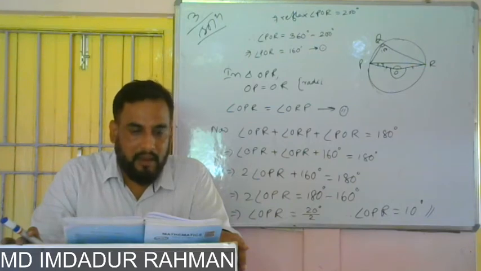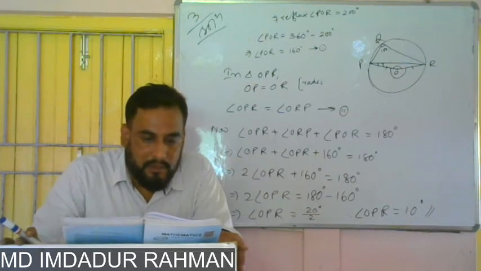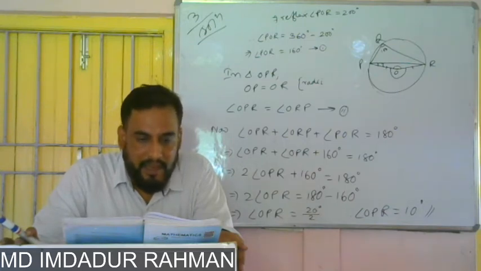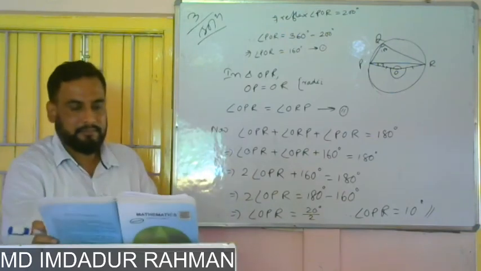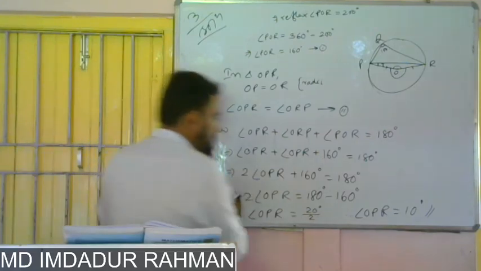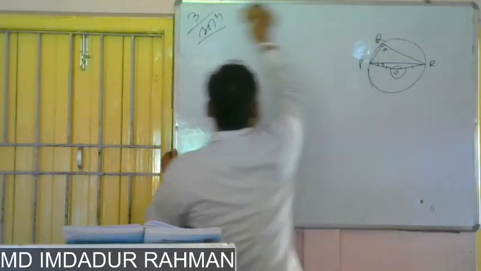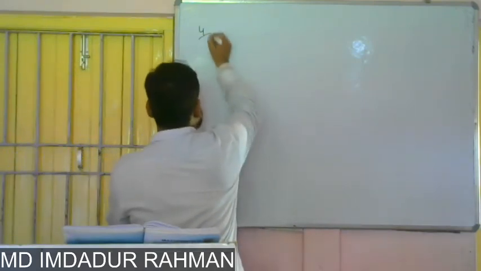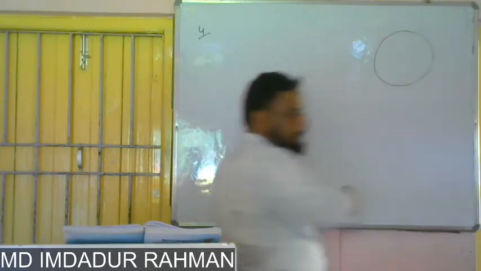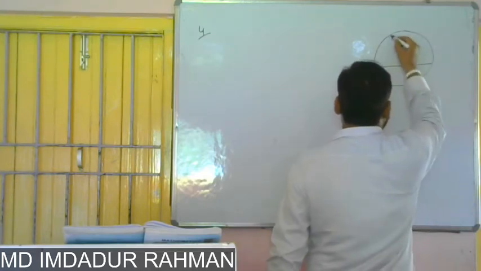Given a circle, and in this circle two triangles are drawn, named ABC and DBC. Here the measure of two angles are given: ABC is equal to 69 degree and ACB is equal to 31 degree. We have to find out the measure of angle BDC. Just draw the figure from your book. Question number 4.